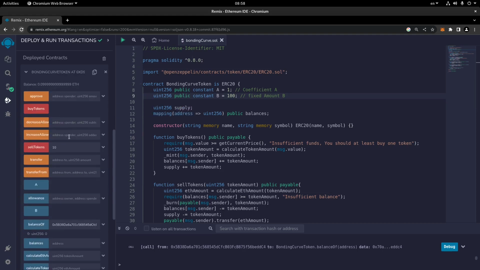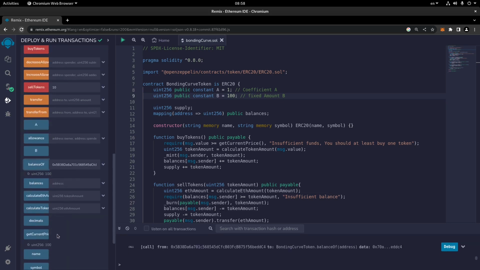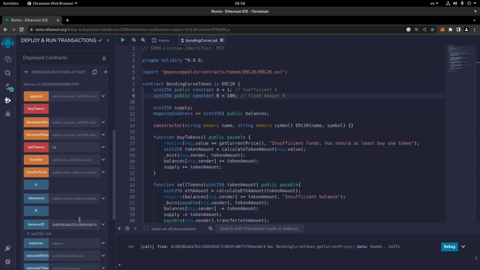So it will be 100 tokens. Let's buy the tokens, get the balance, 100 tokens, and get the price. As you can see, it has changed to a much larger number. In the formula, because we've bought 100 tokens, 100 to the power of 2 is 10,000, and plus 100, which is a fixed price, will be 10,100 Wei.